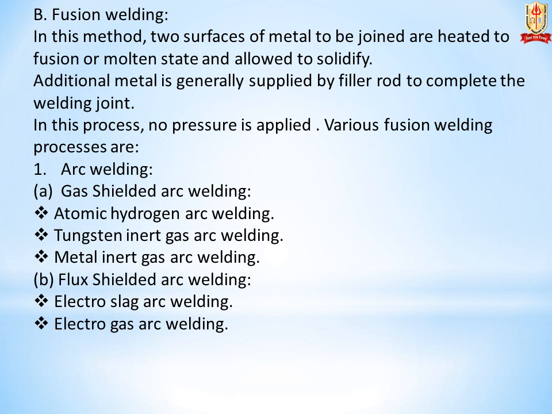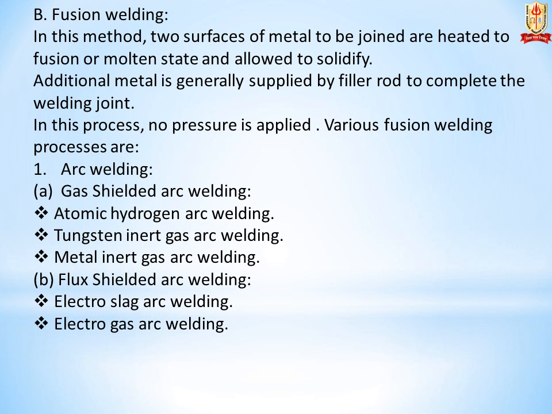Then the second part of classification of welding is fusion welding. In this method, two surfaces of metal to be joined are heated to fusion or molten state and allowed to solidify. Additional metal is generally supplied by filler rod to complete the welding joint. In this process, no pressure is applied.